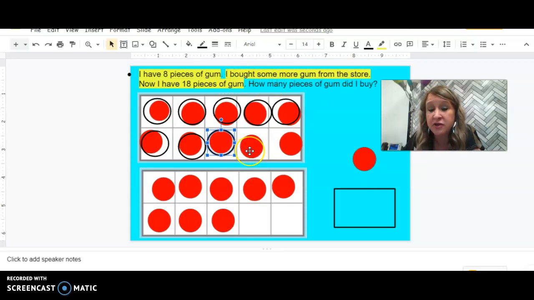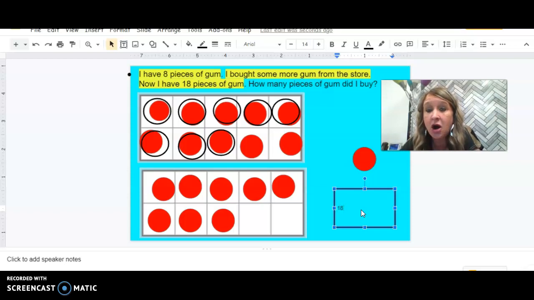So that's going to be the remainder of the counters because I only have 18 in all right now. So let's count the ones that don't have a circle. Ready? 1, 2, 3, 4, 5, 6, 7, 8, 9, 10. So I had 8 pieces of gum, and then I bought 10 more, and when I joined them together, I have 18 pieces of gum. Now I'm going to write my answer in my box over here, just like you're going to do on the next page.